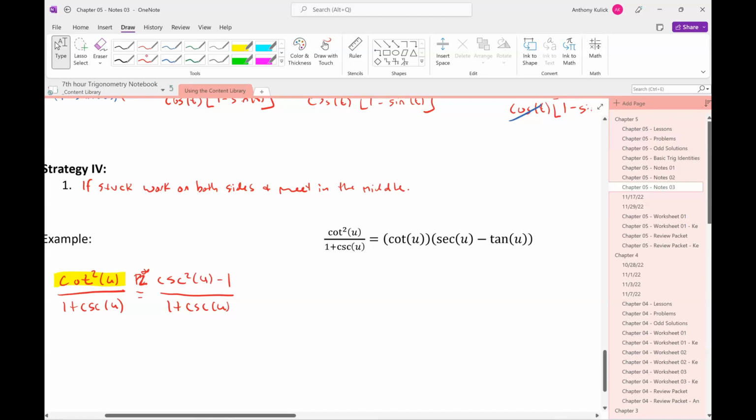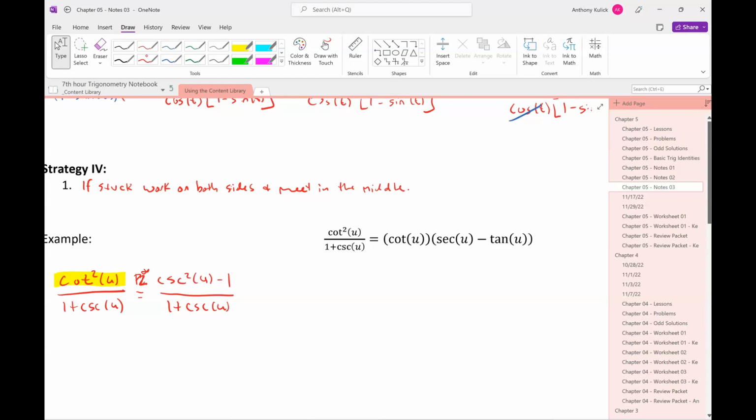So, got still a single fraction. The only thing I can do with a single fraction is to reduce. To reduce this, is this in a reducible form? No. What would I need to do to get it in a reducible form? Because I see things that are the same in the top and the bottom, right? They both have cosecants. They both have 1s. Feels like there's going to be some kind of reducing that can happen.